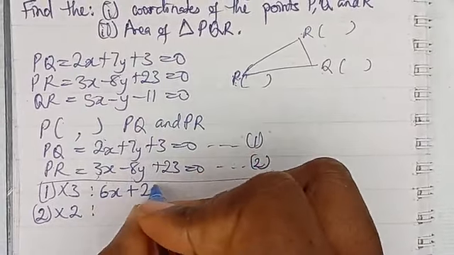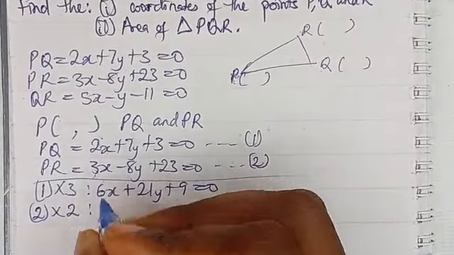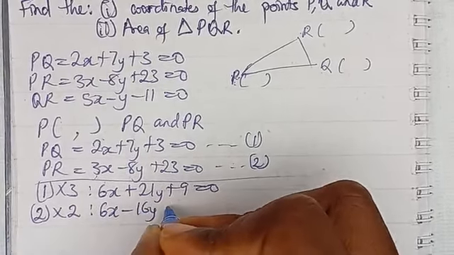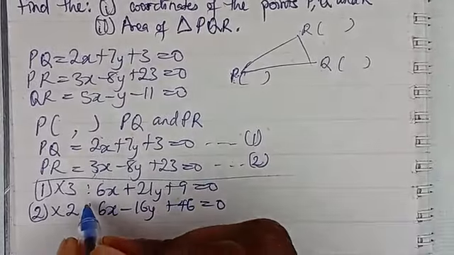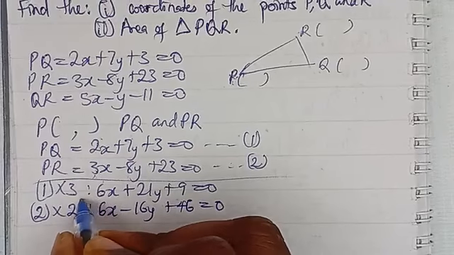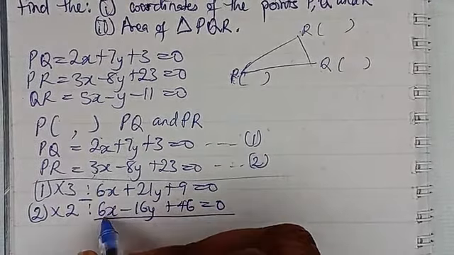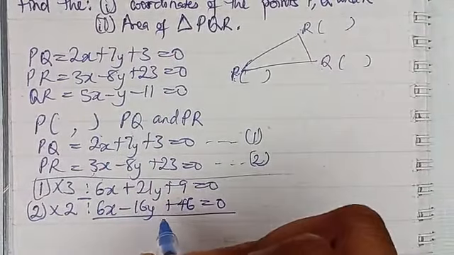6x plus 21y plus 9 equal to 0. For this, we multiply by 2. We have 6x minus 16y plus 46 equal to 0. So when we subtract these two equations, we have that 6x minus 6x is 0. So we've eliminated it. That's how the name came about.